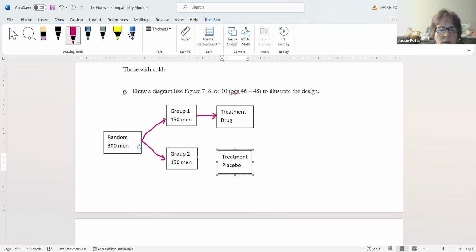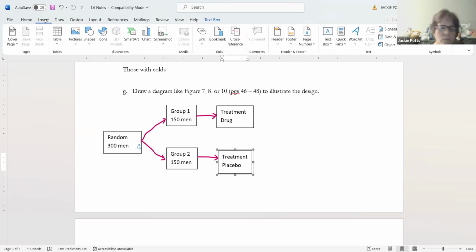This really is a flow chart type thing. So I took the 300, I divvied it between two groups. Then I decide what type of treatment. After that, I've watched, I monitored, and guess what? I'm going to come back.